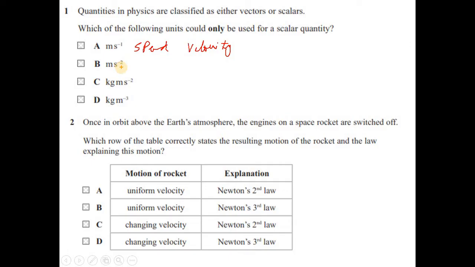Option B is m s minus 2, this is the unit of acceleration, which is a vector quantity. kg m s minus 2, this is a unit for force. So all these three are vector, but kg m minus 3, this is mass per unit volume. This is in fact density, which is a scalar quantity. So option D, kg m minus 3, is only used for scalar. So option is D.